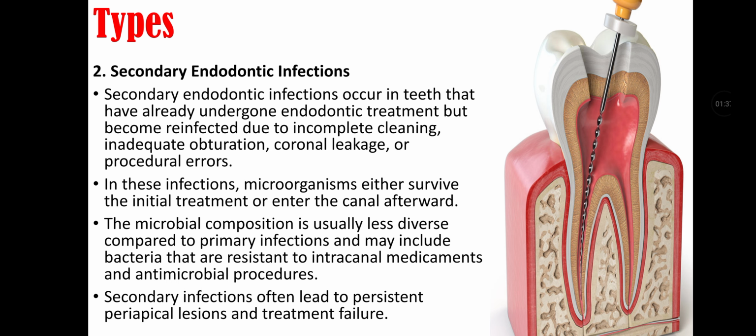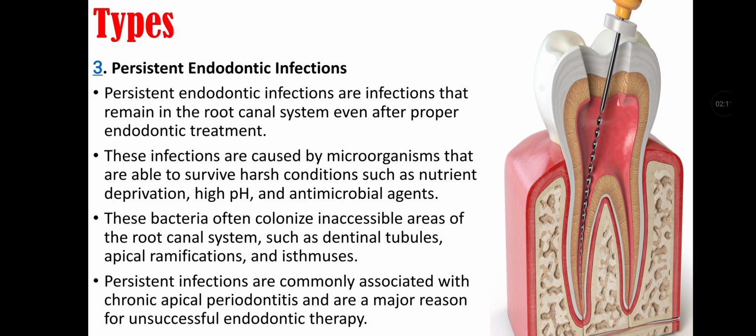Second type is secondary endodontic infection. Secondary endodontic infections occur in teeth that have already undergone endodontic treatment but become reinfected due to incomplete cleaning, inadequate obturation, coronal leakage, or errors. In these infections, microorganisms either survive the initial treatment or enter the canal afterwards. Microbial composition is usually less diverse compared to primary infection and may include bacteria that are resistant to intracanal medicaments and antimicrobial procedures. Secondary infection often leads to persistent periapical lesion and treatment failure.